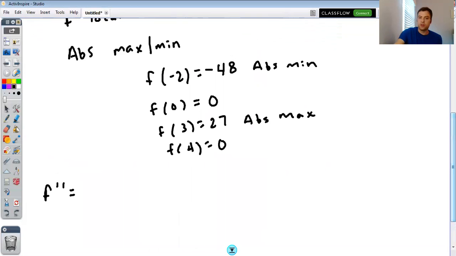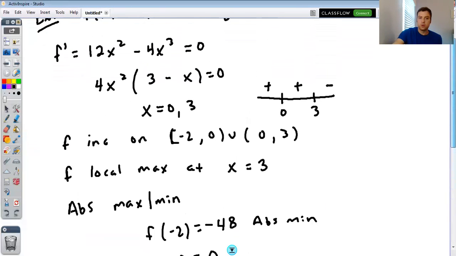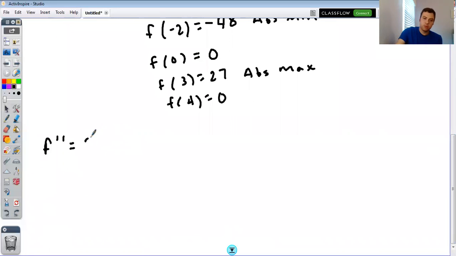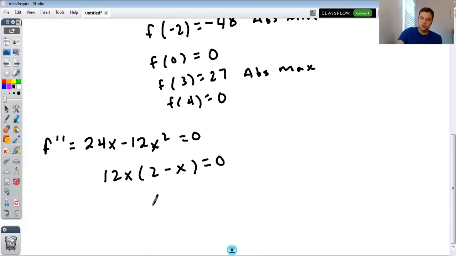So if we take the derivative of the derivative, and we go back up, it's going to be 24x minus 12x squared. Set that equal to 0. 12x times (2 minus x). So we get 2 potential inflection points at 0 and 2. We want to confirm.